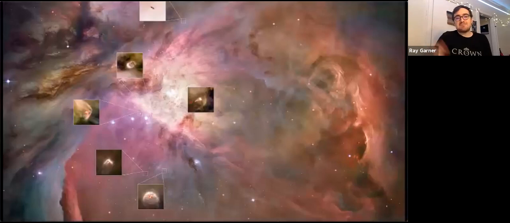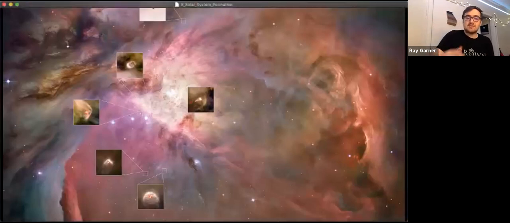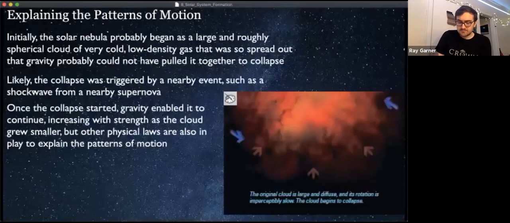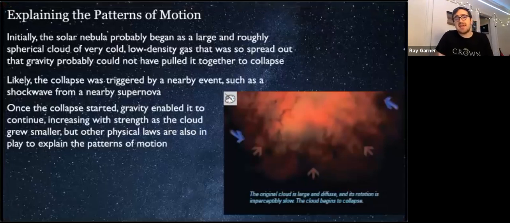But now let's try and explain some of the major things in the solar system. So initially, the solar system probably began as a large and roughly spherical cloud of very cold, low-density gas. Now, this gas cloud was so large and spread out that gravity probably couldn't pull it together. It was probably just kind of floating. There might have been some random motion, maybe it was slightly spinning, but for the most part, it would have just kind of hung out.